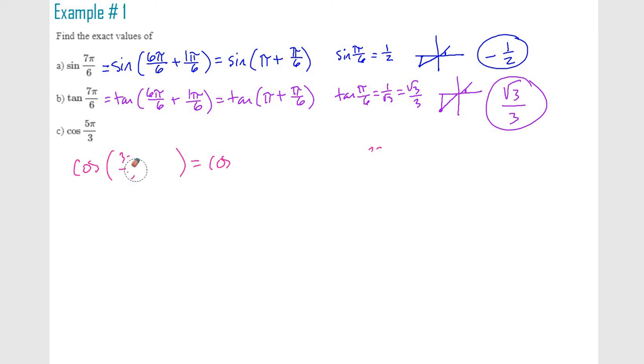Okay, so for this one, it's easier to have a 1. See how we have a 1 here? So I'm going to make that 6 pi over 3 minus 1 pi over 3, and that's going to be easier. We really need that 1 to make the graph a lot easier. So here we get 2 pi minus pi over 3. So hopefully we remember that cosine of pi over 3 is 1/2.